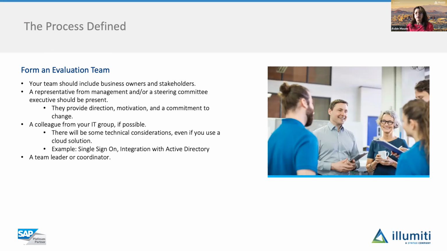The first step of the evaluation process is to form an evaluation team, and you want to make sure that you have the right people on your team. You should include business owners and stakeholders because these are the people closest to the business processes. They'll be able to clearly communicate what they need the system to do and can confirm that the selected solution will meet their needs. Getting them involved from the start is likely to increase user adoption as you have their buy-in and they can help promote the new solution out to the organization.